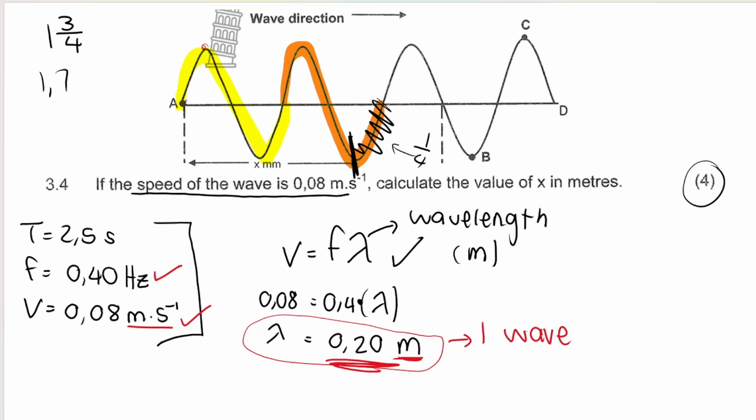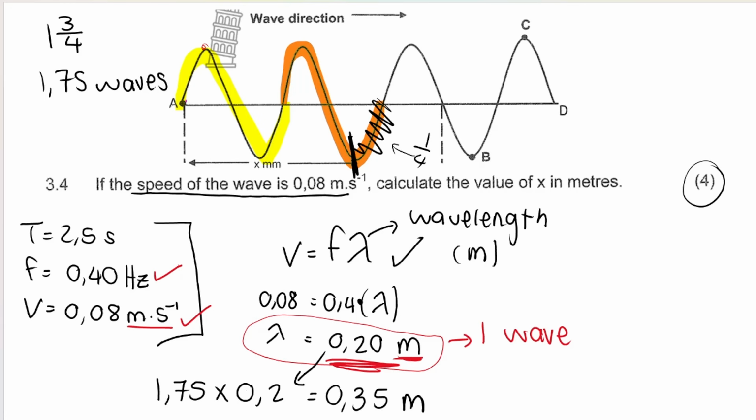So how we get our final answer is you take the number of waves in distance x, 1.75, and we times it by the wavelength of one wave, 0.2 meters, which we just calculated over there. That comes from there. And you work that out on your calculator. So 0.2 times 1.75, and I get 0.35 meters. And you get your marks for formula, substitution, then for getting the wavelength correct, and then for your final answer, 4 marks.